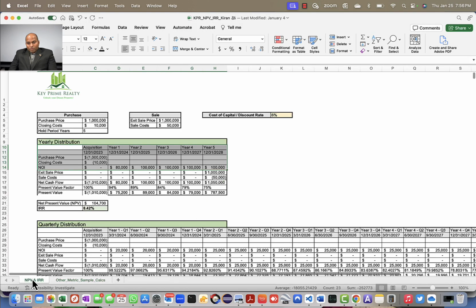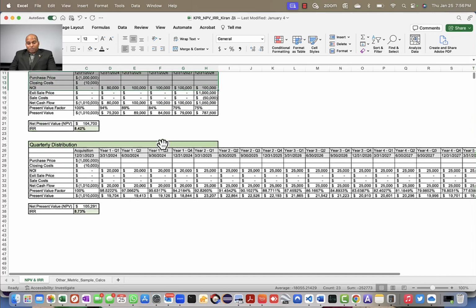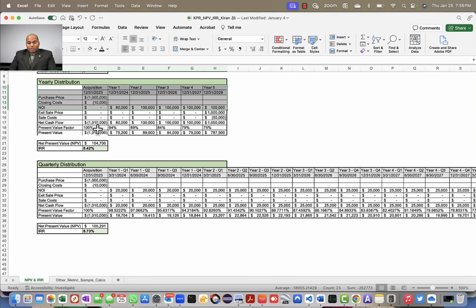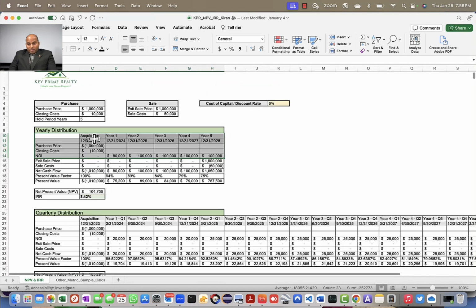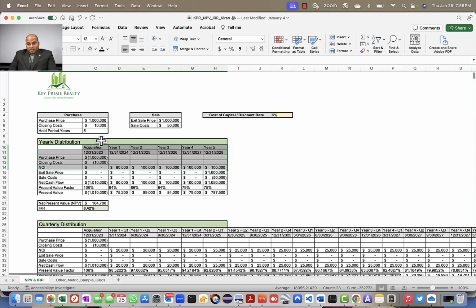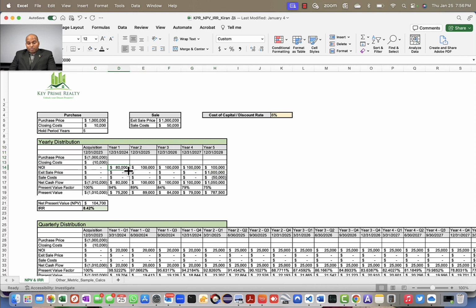Okay. So this is the NPV versus IRR calculations. You could play with this. You could just work out your distributions and then you should be able to work with it. The purchase is this, and then you can just play with the distributions. The net operating income, say, instead of 80k, you make 100k, and the formula is really simple.